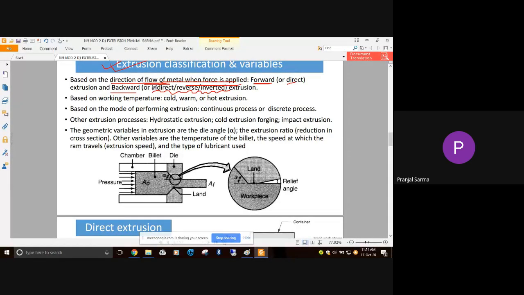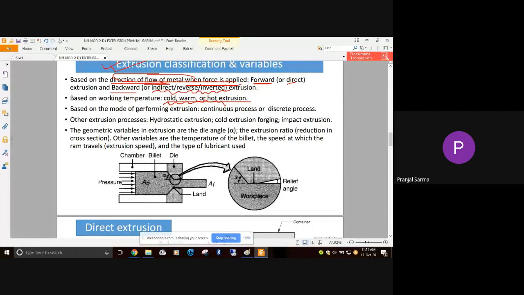Okay, but all of these have the same meaning. So that is with respect to the direction of flow of metal whenever the force is being applied. Next, once again, just like any kind of forming process, here also based on the temperature we can have cold working, warm working and hot working, and in the case of extrusion they become cold extrusion, warm extrusion and hot extrusion. These things we already know.